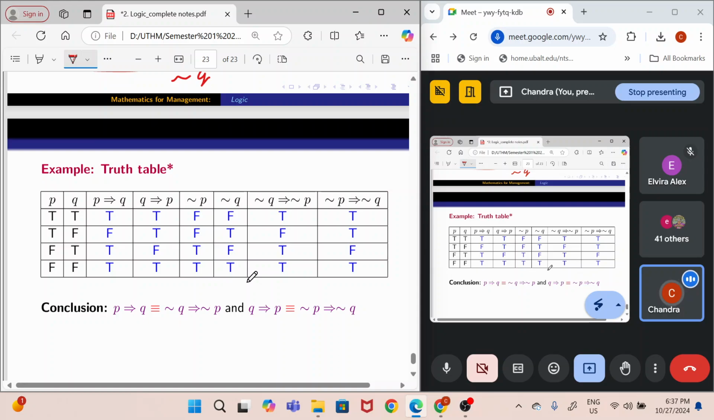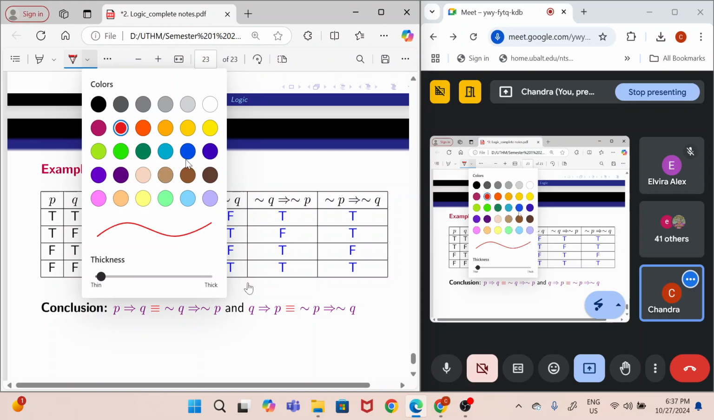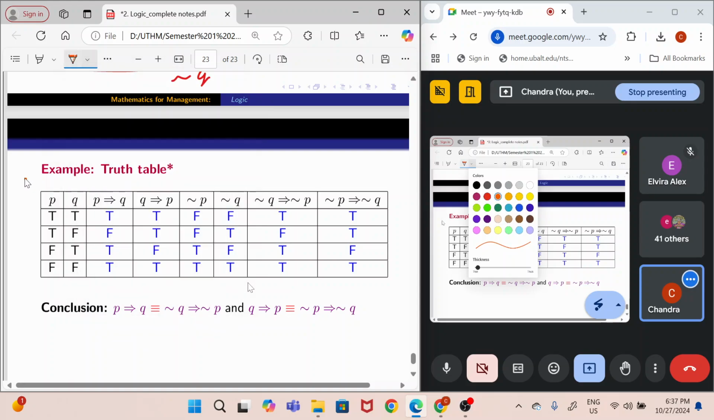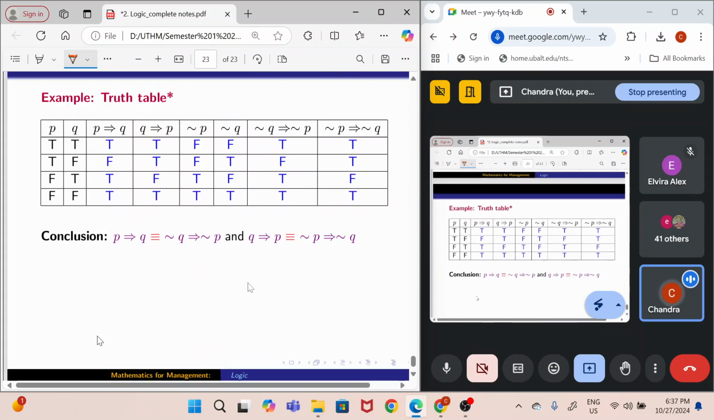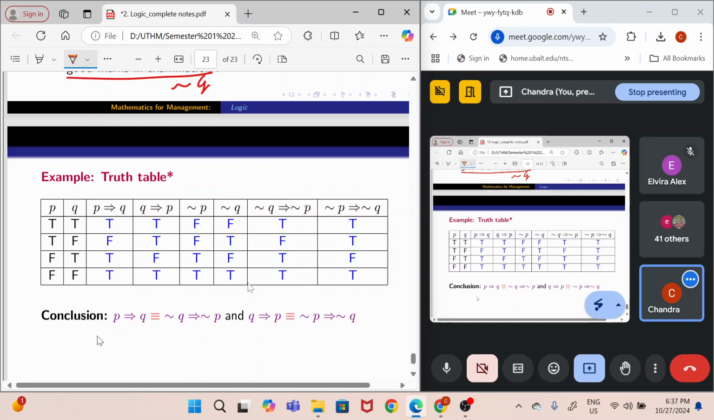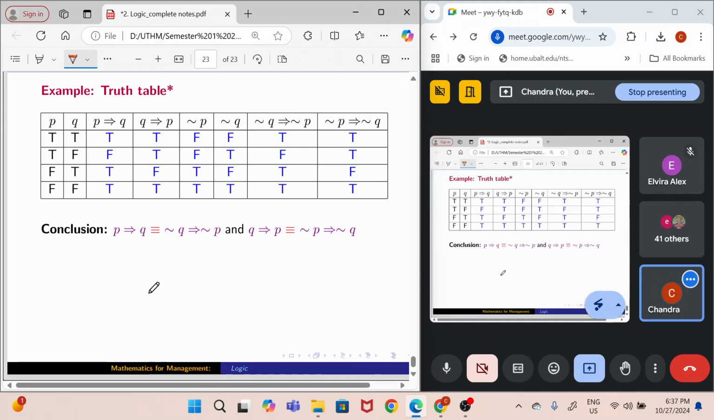Now here, truth table, just to do some exercise. Anyway, let us go through this. P implies Q. Remember the story: P implies Q means you study, you get good marks, so no problem. T. You study, you fail. Problem. So F. That's why I put F here.